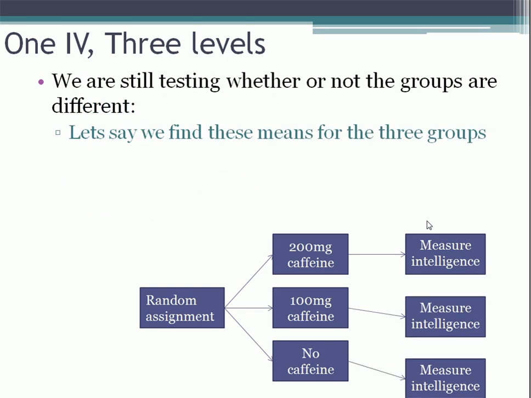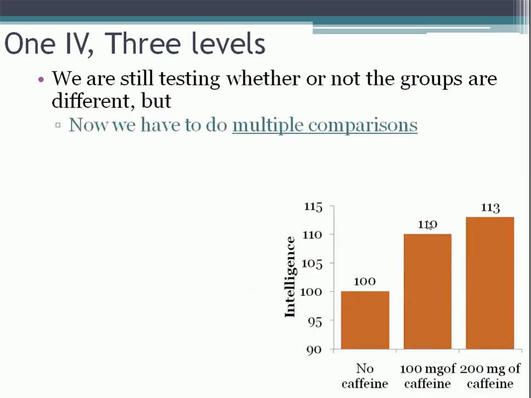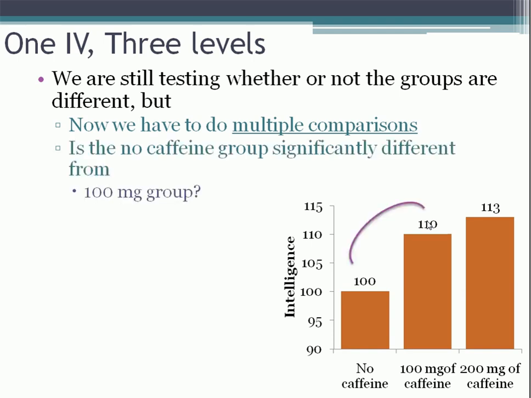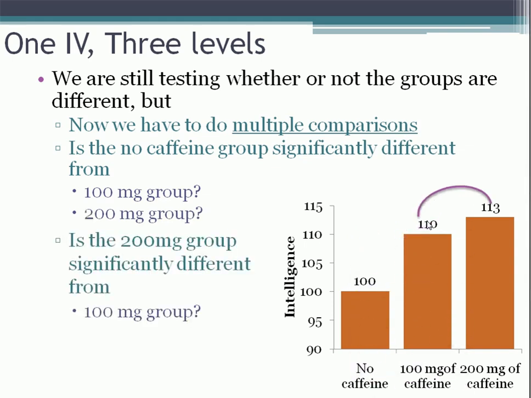Now, let's say we go through and we find these means for each of these groups, right? Now when we have this, we have to do multiple comparisons, right? Because now what we need to know isn't just, is group A different from group B? Is the experimental group different from the control group? But we need to know which of these groups are different from each other, right? So we have to compare this group. We have to compare this group. And we have to compare these groups, right? So when we do an experiment that has more than two levels, three or more, we have to do multiple comparisons across all of these groups.